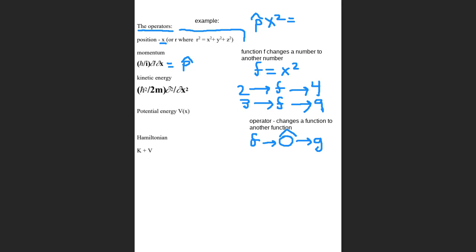Now the particular form of this operator is h bar over i, which is just a constant for our purposes. Don't worry about the i right now. And then it's d dx, which means take the first derivative. So this is the first derivative operator multiplied by a constant. Then we all know that the first derivative of x squared is 2x. So the answer would be 2 h bar over i times x.